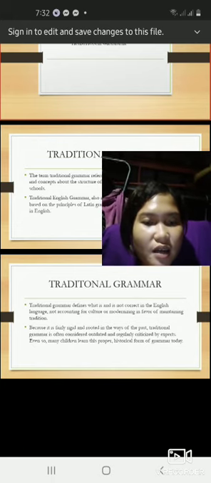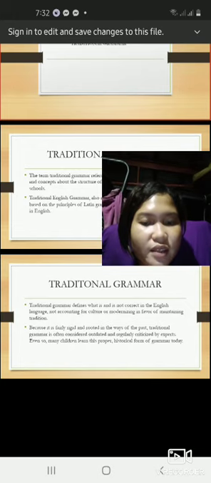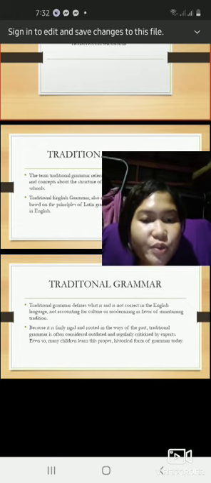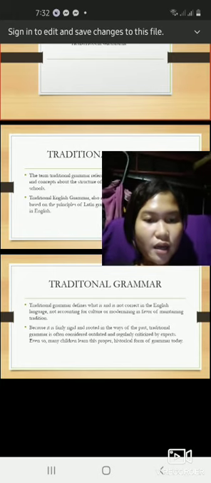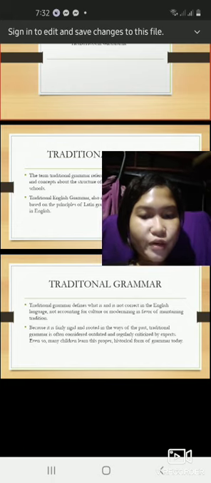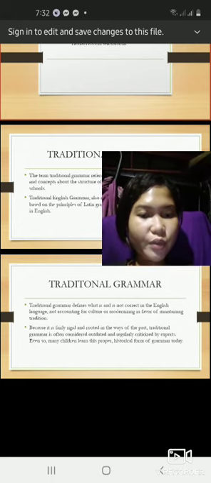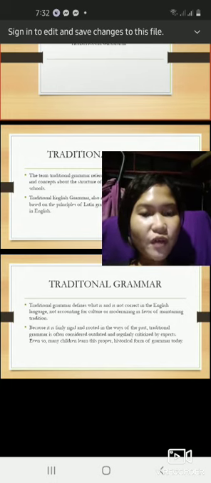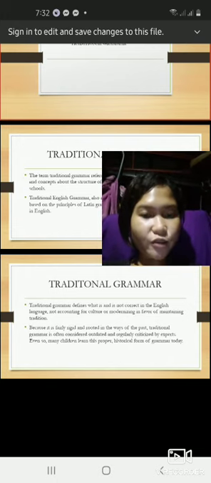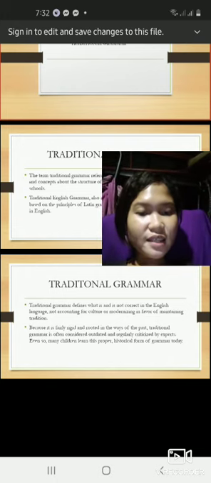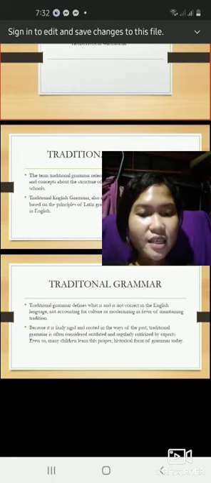So, it is very obvious that the traditional grammar is very proper. It deals with the correct forms of writing. When we are writing an article, it is very important that we use the traditional grammar type because it is proper and it follows the subject-verb agreement and the proper way of how you should write your sentence, and it does not have any jargon words. It is straight to the point.